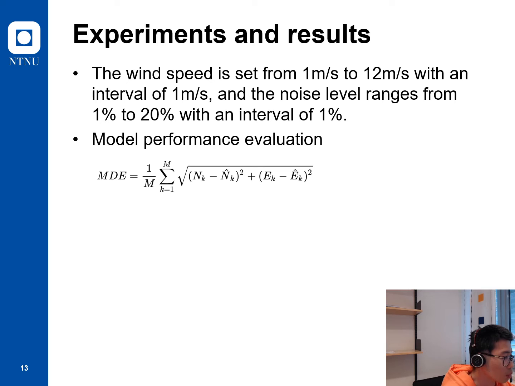The model performance evaluation is conducted using mean distance error, which is expressed here. N and E represent the original north and east position respectively, while N hat and E hat are the simulated north and east positions.